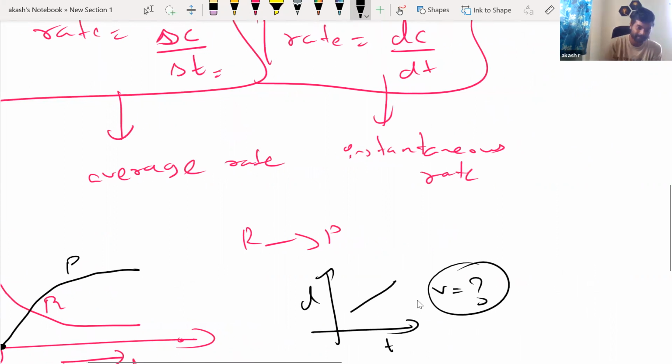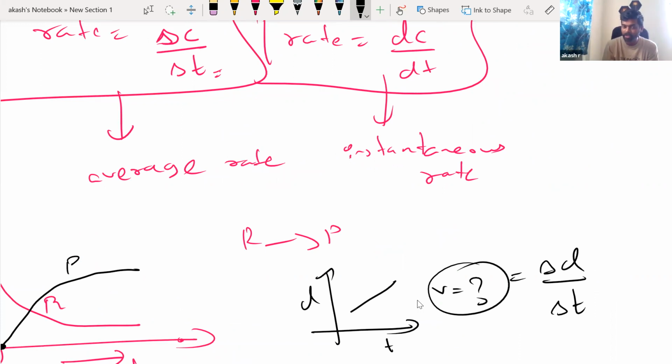What is velocity? Change in displacement divided by change in time. So what we'll do is take two different distance values, and take the corresponding time periods. Now this thing is your del D, and this particular interval is your del T. So what is this thing? Del D by del T.